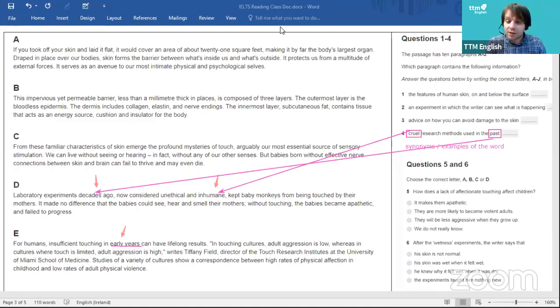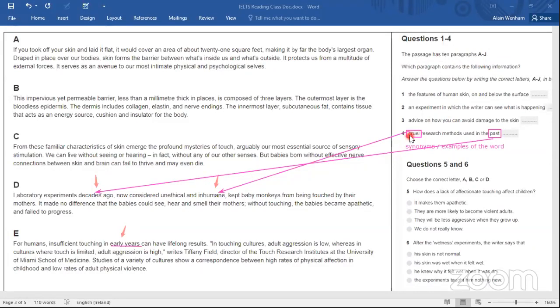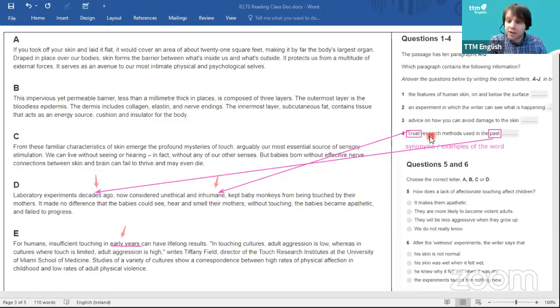But how do we answer the question, guys? You've got to read it and think about it. This is what we need to do. We need to read this. Which paragraph contains the following information? Again, how about this, adult aggression is low? One second. Cruel research methods used in the past. Okay, so I'm keeping that in my mind.